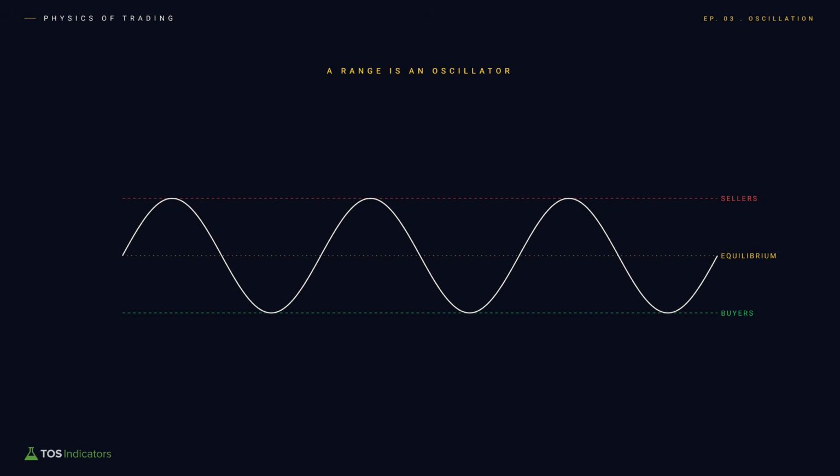The center is that equilibrium. Now the width of the range, if you imagine between the high of this range and the low of this range, that is what we would call the amplitude.